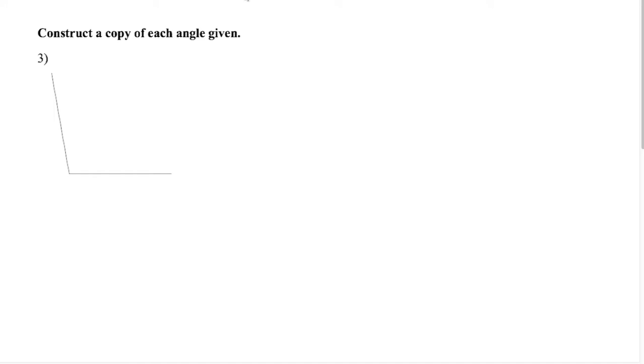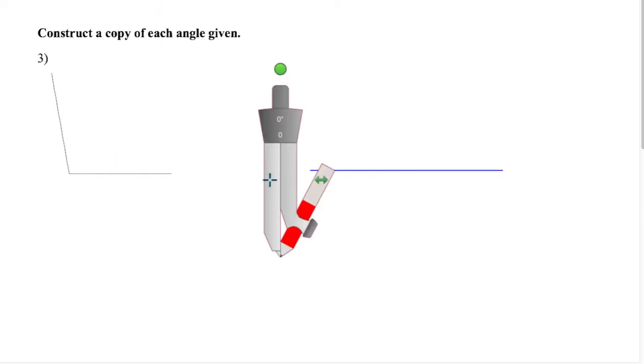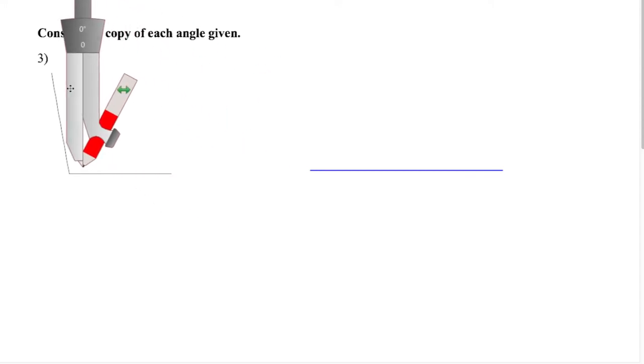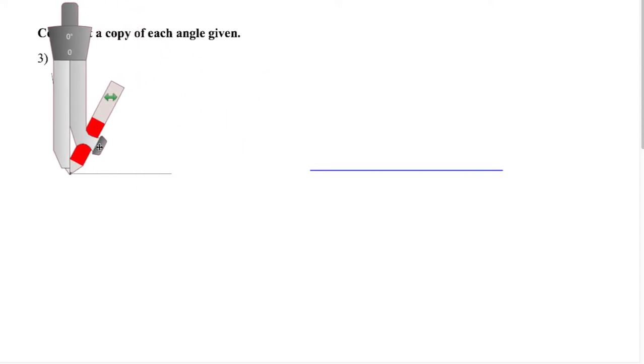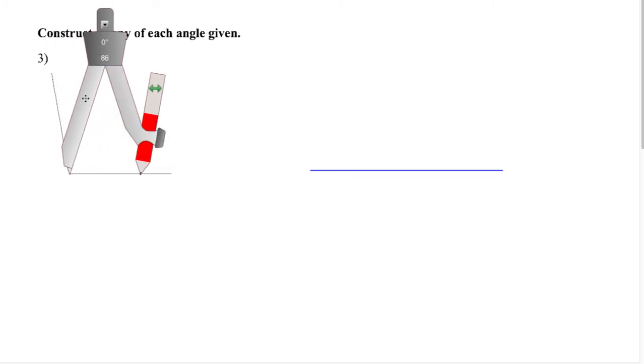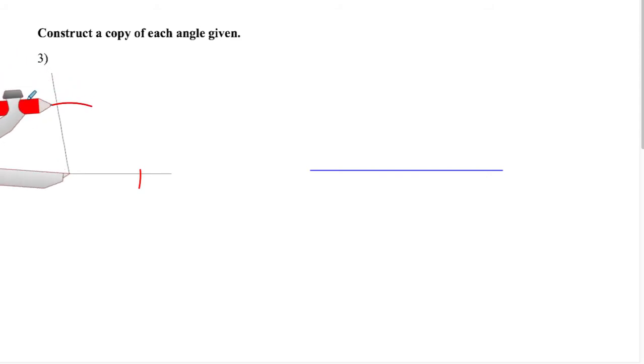So I need to copy this angle. So first you need to draw some line, and it doesn't matter if the line looks like that, it could be like that. I'm just going to go like this so we can see that it is indeed the same angle. And it's going to be very similar to the angle bisector that we just did, because you first start out with the same exact steps where you put the metal end on the vertex, drag it out some distance, and it doesn't matter what that distance is as long as it's the same distance here as it is right here.